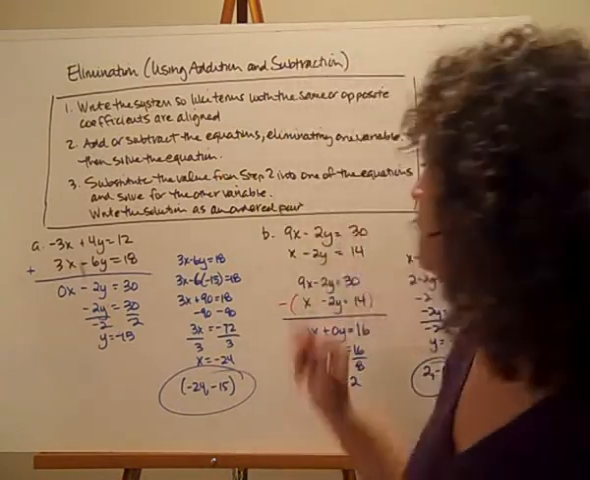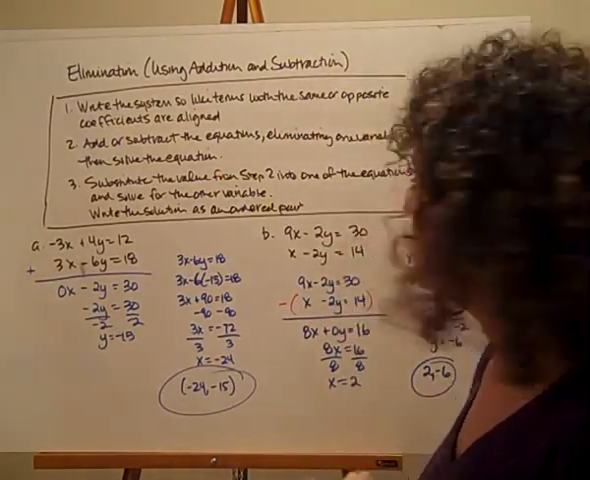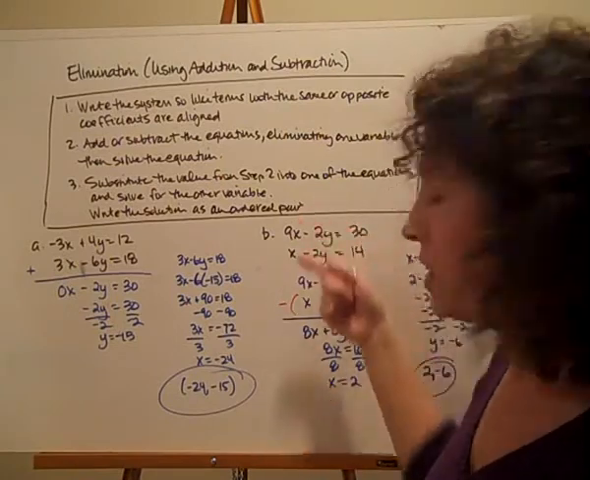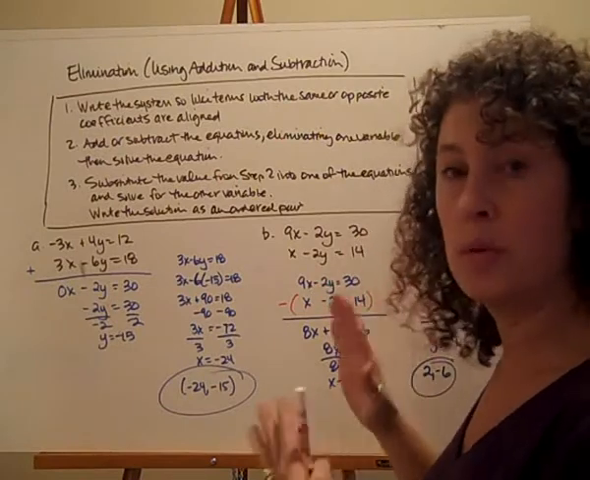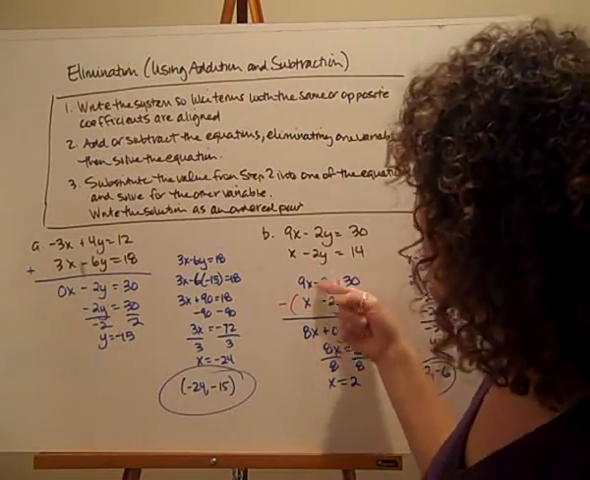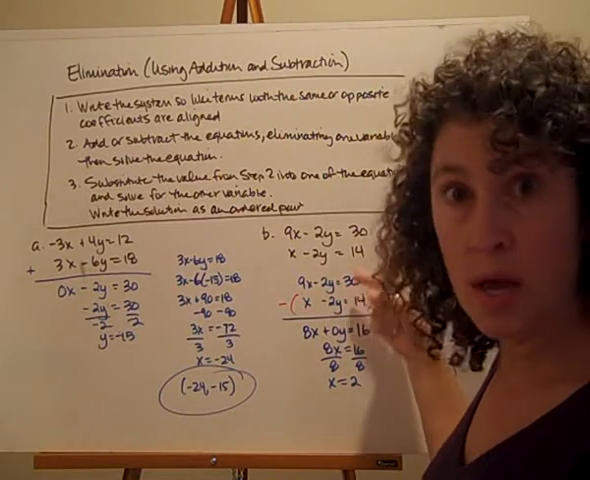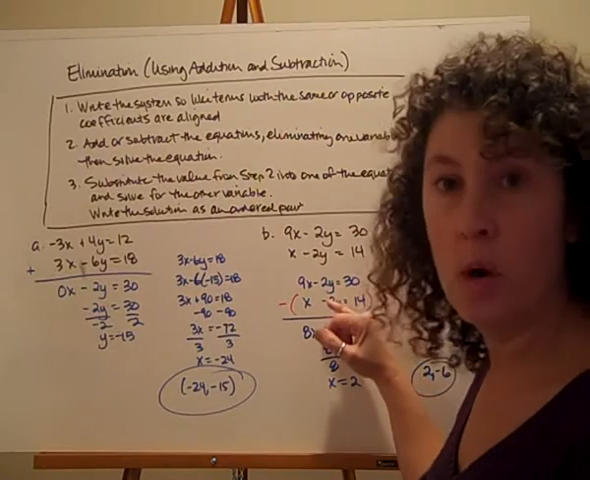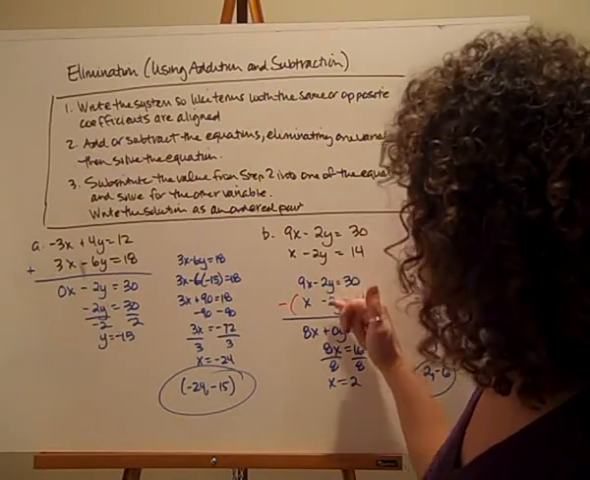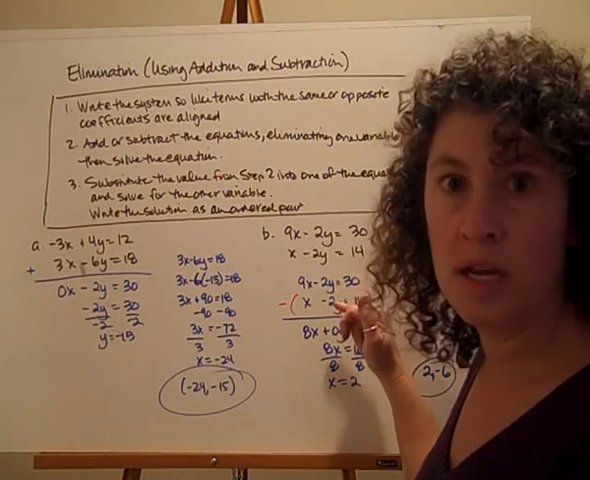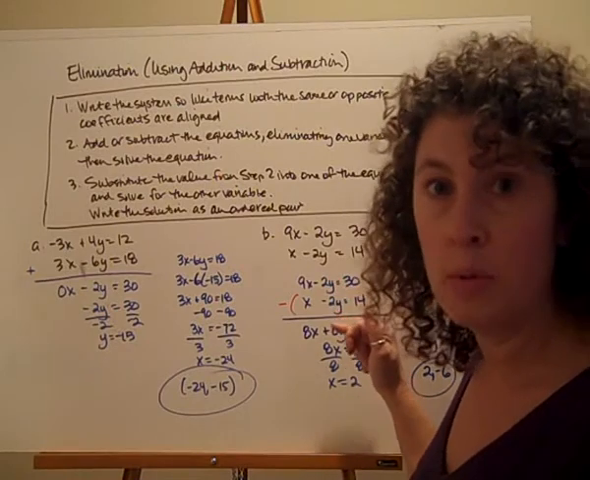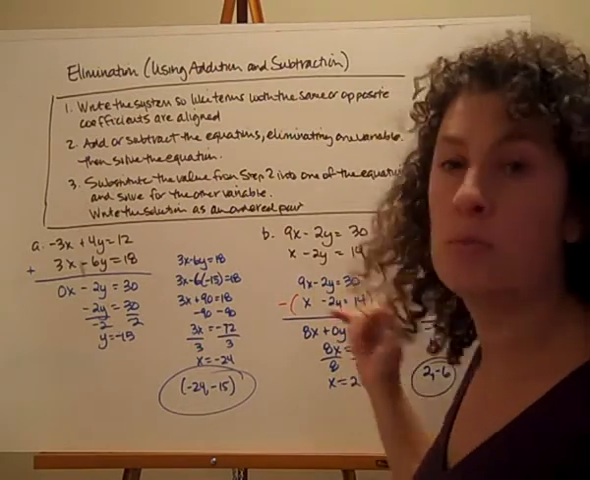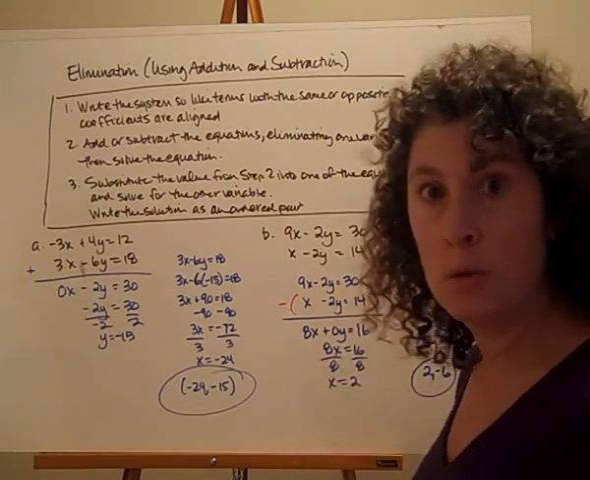Let's try one more. I've got 9x minus 2y equals 30, and x minus 2y equals 14. So we want to make sure they're aligned again, in the same forms. So I have x's, operations, y's, equal signs, constants. Okay, that looks good. Now I notice that the coefficients of my y's are the same. So adding them together, negative 2y plus negative 2y will give me negative 4y. That will not do what I want it to do, which is eliminate one of the variables. So in this case, I can subtract. Since they're the same, subtracting will get rid of that.